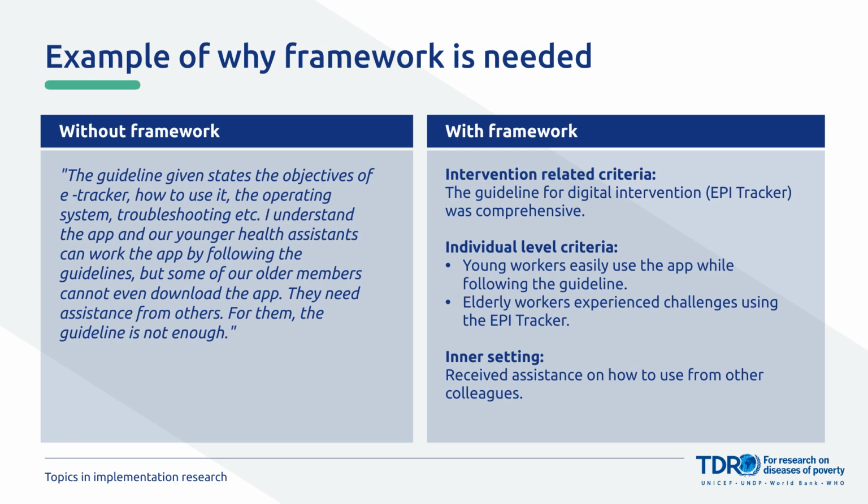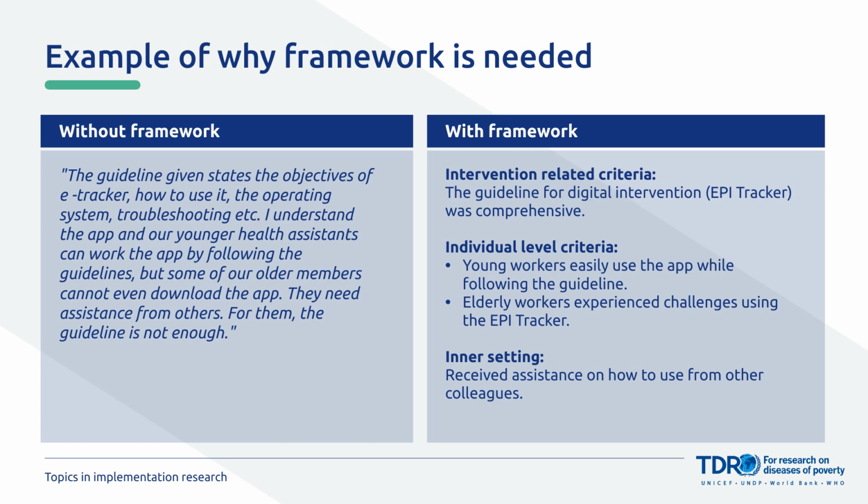These categories include 1. Intervention characteristic, which is a characteristic of the intervention itself. In this example, the guideline for digital intervention, EPI eTracker, was comprehensive. 2. Individual characteristics, which are characteristics of those implementing the evidence-informed intervention. In this case study, elderly workers experienced challenges using the EPI eTracker.